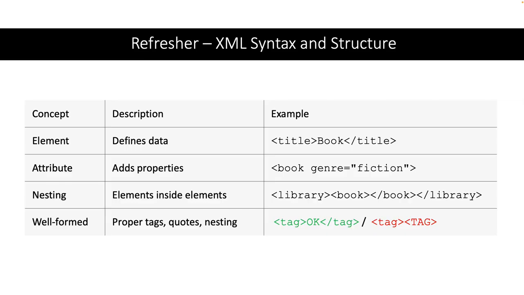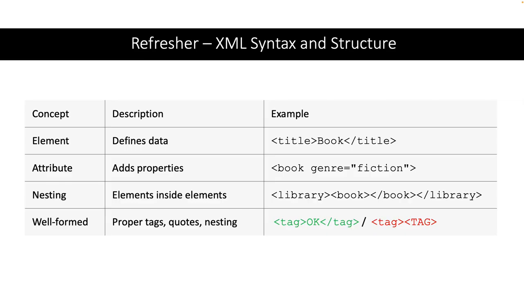and then we'll do a quick review of valid versus well-formed. So elements define data. They sort of look like that example in the 3rd column there. Title, book, close tag for title. Attributes add properties. Remember I said that I think elements are nouns and attributes are adjectives. So in this example of an attribute, the attribute there is genre. That's the name of the attribute, and its value is fiction. And it's what I call an adjective describing the noun or the element of book.